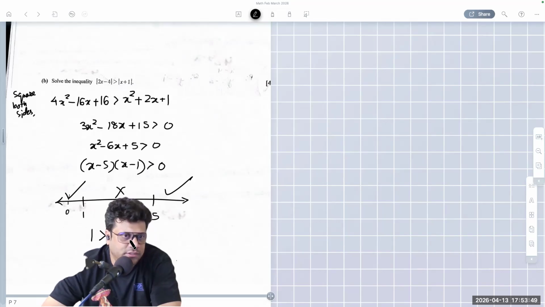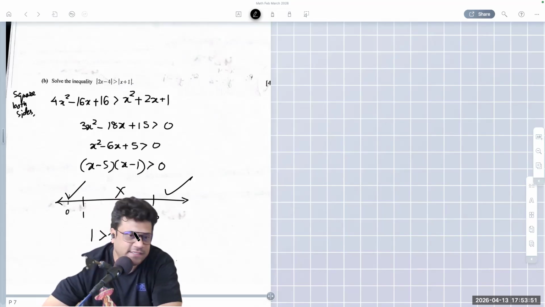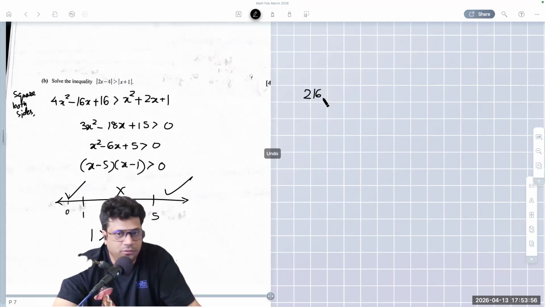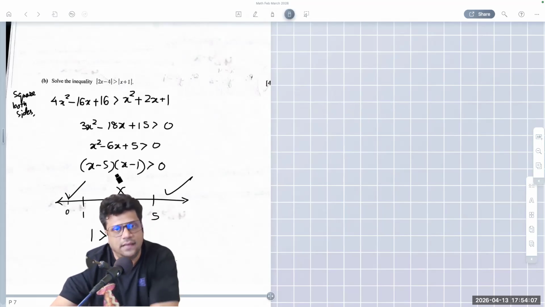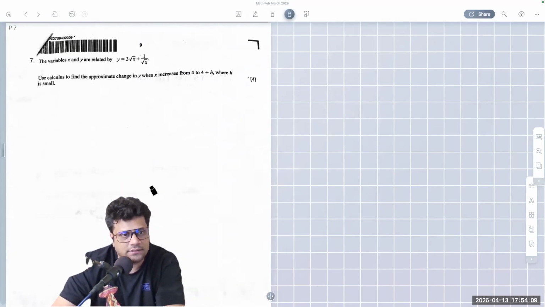That is your solution. We can check with one x value here. 2 to the power, we can do 2 into 6 minus 4 mod. That's 8. 8 is greater than 6 plus 1, so 7. Yes, it works. So correct answer here, 4 marks. Okay, let's see what's happening here.